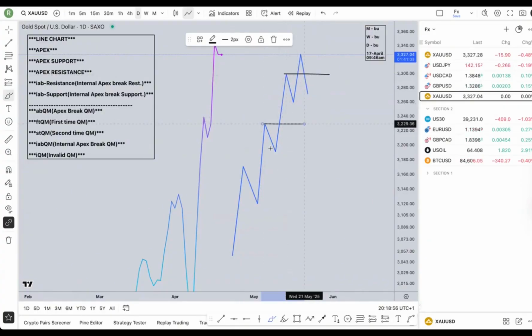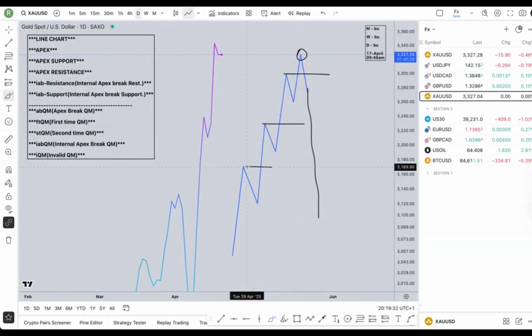This is not an apex QM. This is not an apex QM. Even if the market drops lower, these are all QM, but this is the only apex QM. Why is this ABQM? Apex break QM. It's because this QM was formed immediately after the market formed a resistance. You see? After this market formed this resistance here, this one did not lead to a breakout to form a QM. So these are just normal QM, but they are not ABQM.